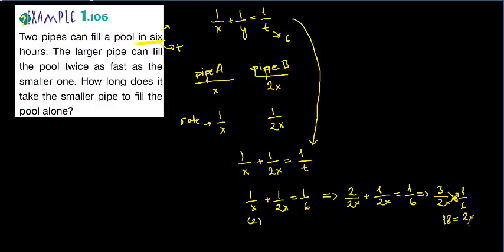To find x, I should send 2 to the other side as division, and it's going to be 18 over 2, which is equal to x. This implies that x is equal to 9. So the first pipe can finish the job in 9 hours, and the second pipe can finish in 18 hours. When they work together, they will finish in 6 hours.